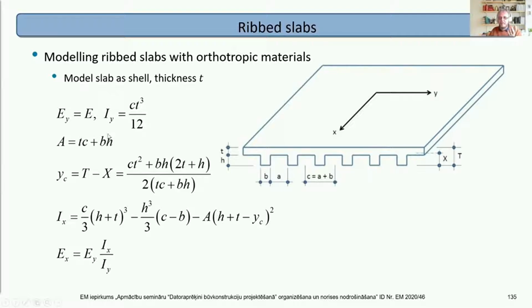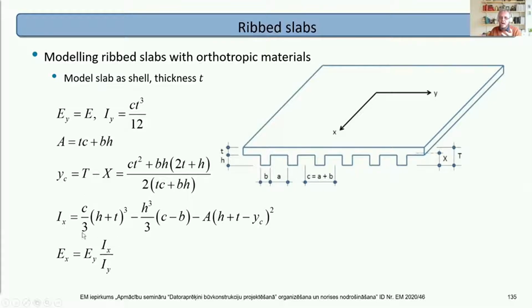The area of this section, we're now looking in the other direction. It's the thickness times the width plus the area of the rib. So this is the effective area in the other direction. And then we have this complicated formula for working this value called y. And from this, we can work out an equivalent I value in the x direction.